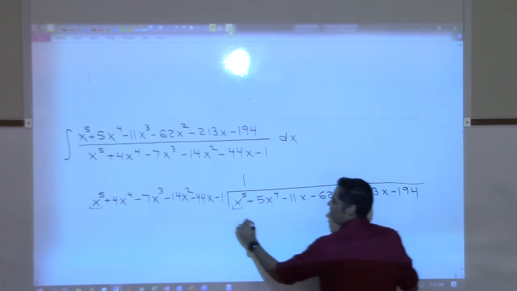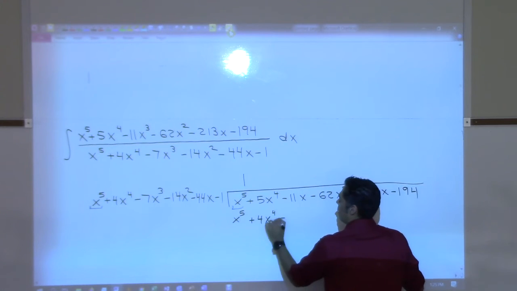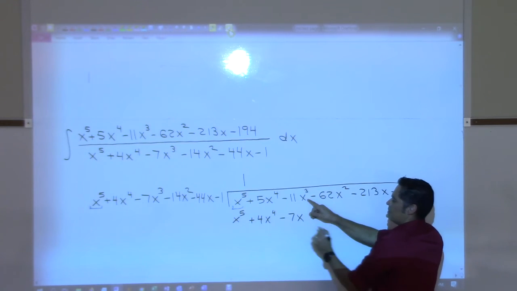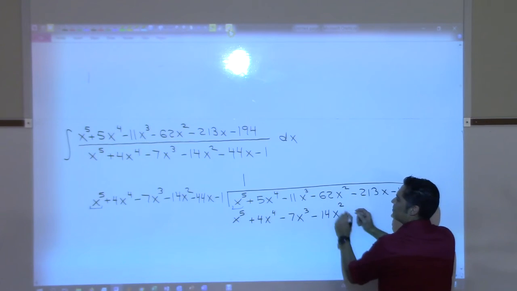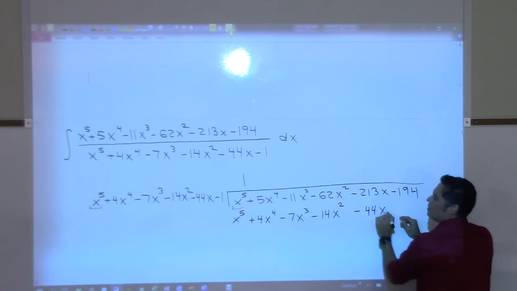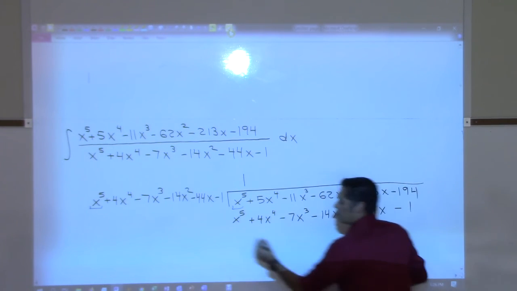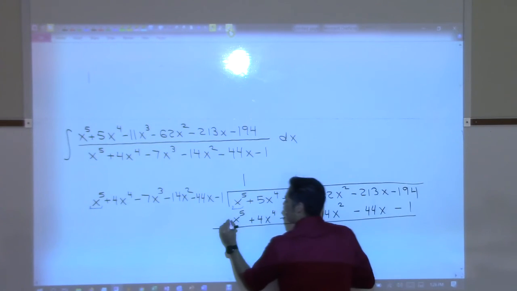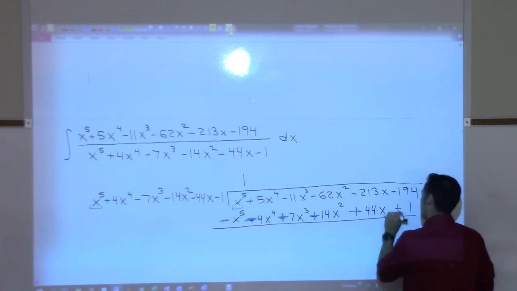Okay, so here we go. x to the 5th plus 4x to the 4th minus 7x. Oh, wait, I left a cube off here. Sorry, 7x cubed here. Minus 14x squared here. Minus 44x here. And minus 1 there. Okay, now change the signs. This becomes minus, that becomes minus, that becomes a plus, that becomes a plus, that becomes a plus, that becomes a plus.